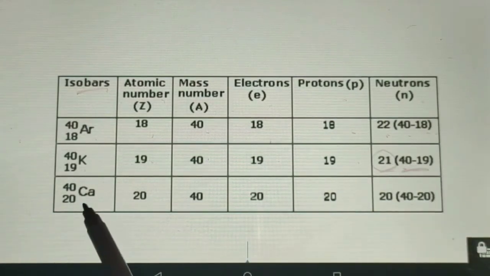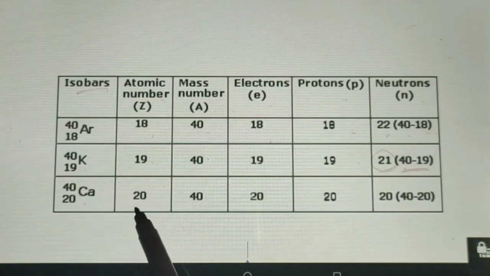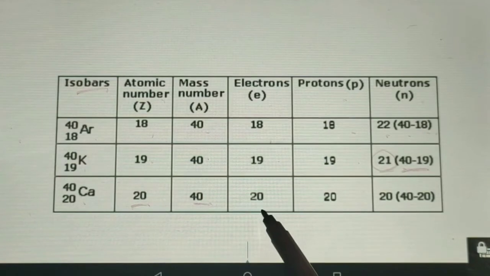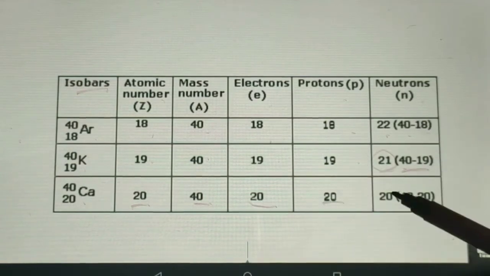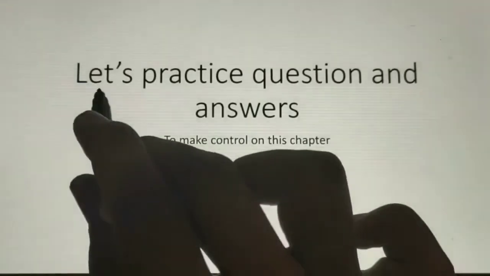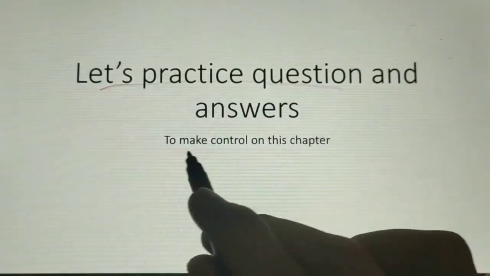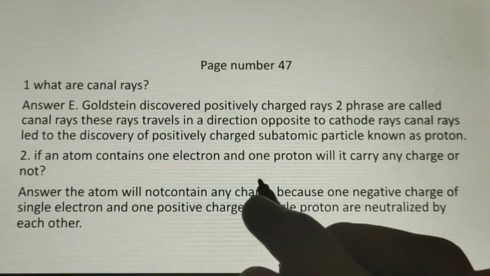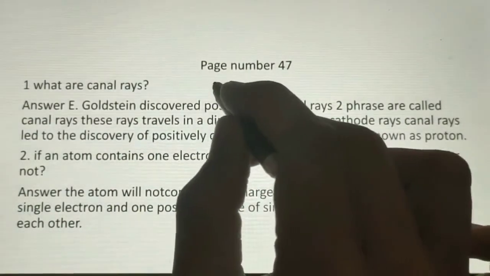The next one is calcium, which has atomic number 20, mass number 40, electrons 20, protons 20 and neutrons totaling 20, as 40 minus 20 equals 20. Let's practice some questions and answers to gain control of this chapter. Questions and answers from page number 47.